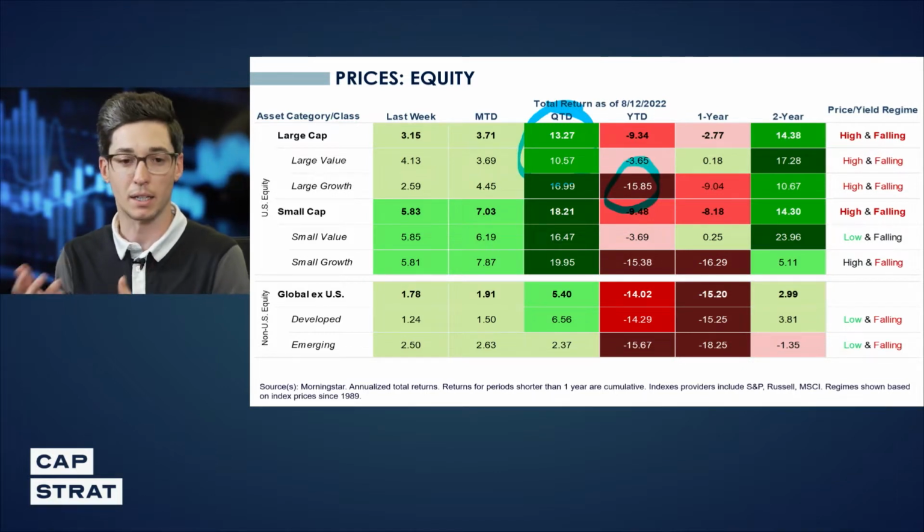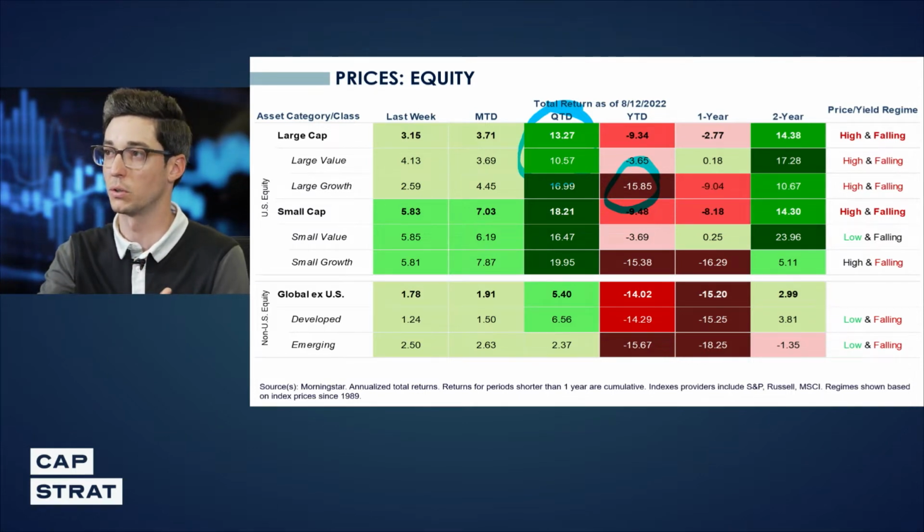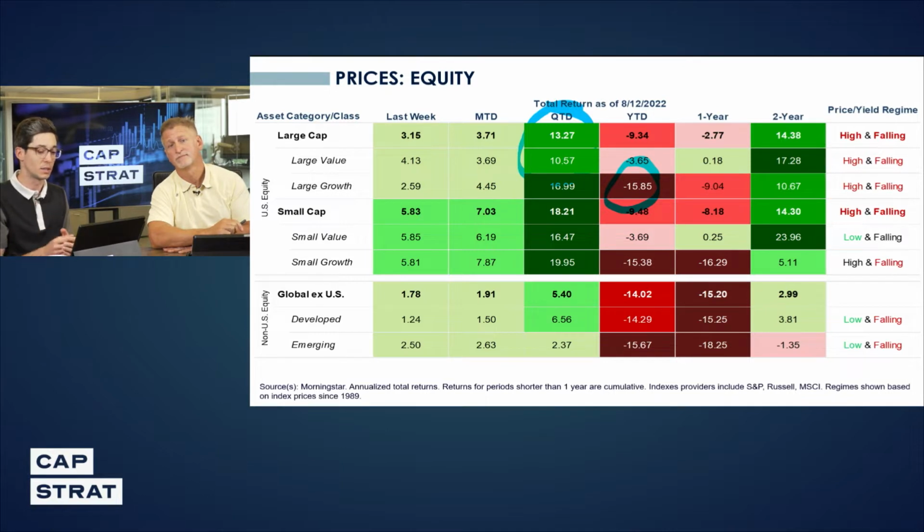And you can apply a lot of different labels on these things. Depending on when you look at returns, it can be a little bit misleading, trailing return wise. For us, that's why we focus on price regimes. So that's all the way out to the right there. You can see large cap equities, they're all high and falling still.